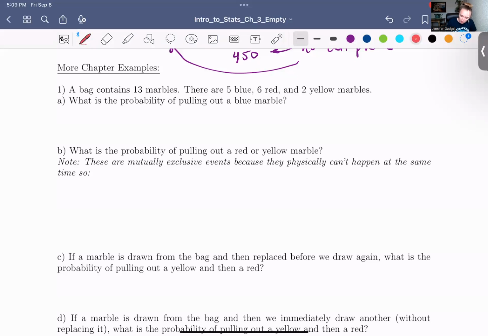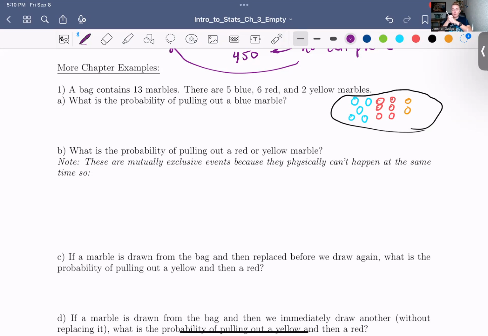If you are a visual person, you are always welcome to draw out this situation to help you visualize what's going on. There's 5 blue, 6 red, we'll just do this orange instead of yellow, and 2 yellow. All right, this is what's happening in our total bag. Okay, this is a bag. What's the probability of pulling out a blue marble?